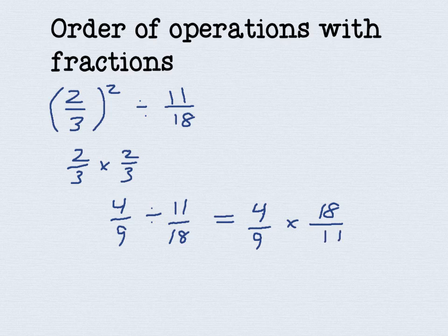For example, I see a 9. 9 goes into 9 once, and 9 goes into 18 twice. What you're left with is 4 times 2, which is 8, over 1 times 11, which is 11. So you get 8 elevenths for your final answer.